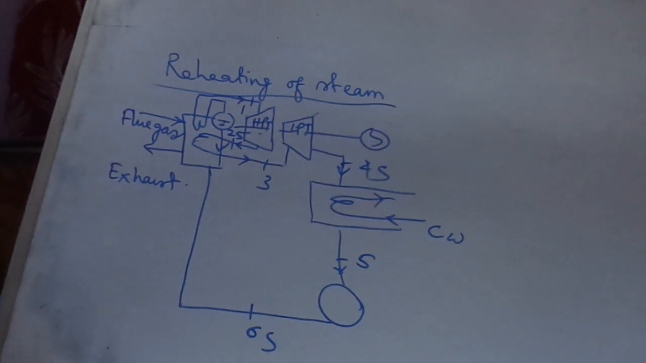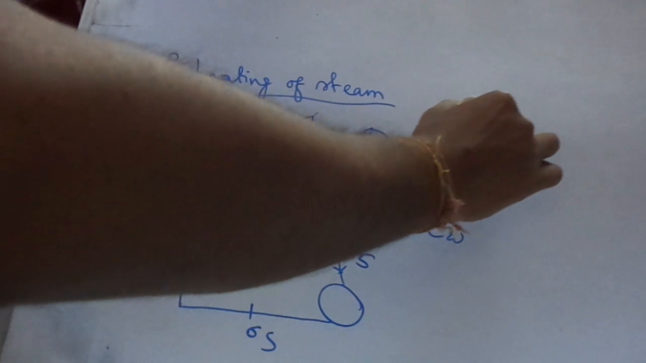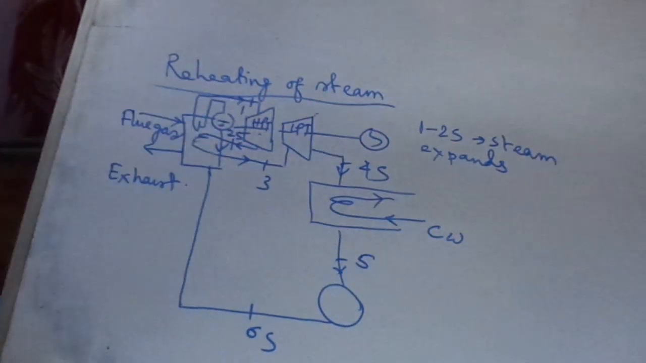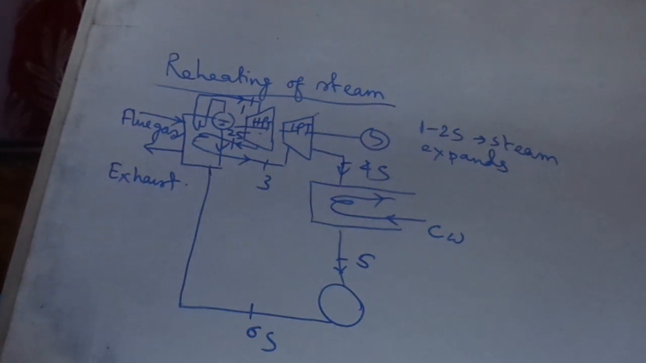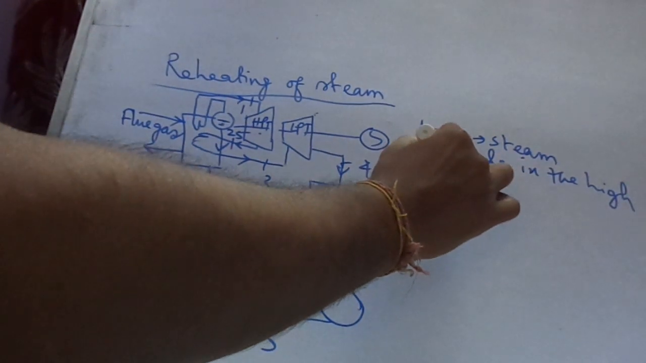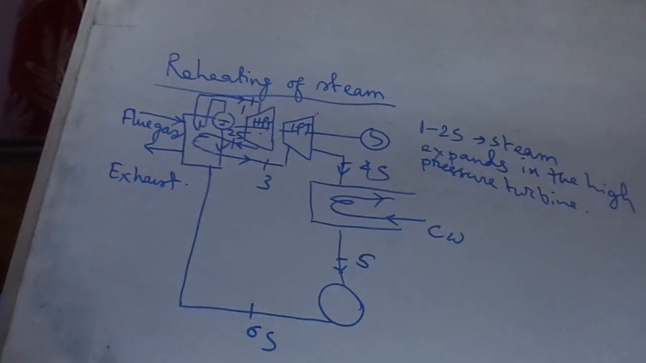First process, 1 to 2s. The steam expands in the high pressure turbine from the initial state to some intermediate pressure.